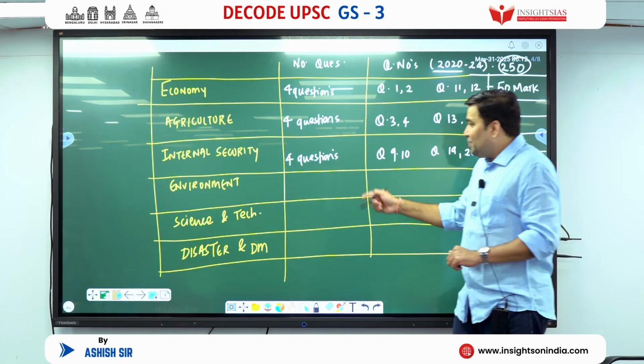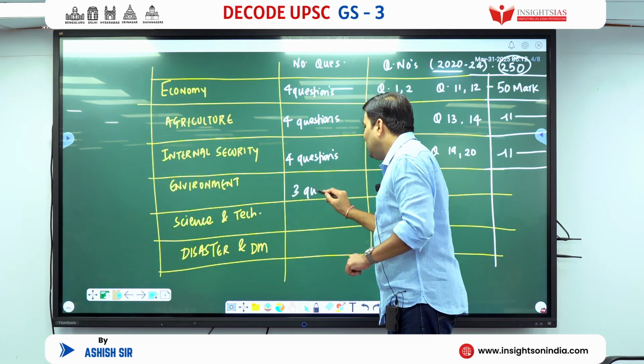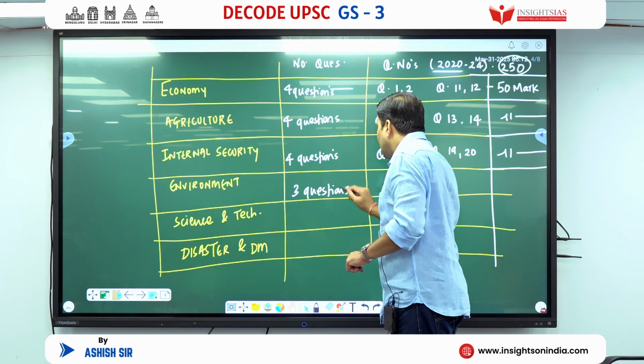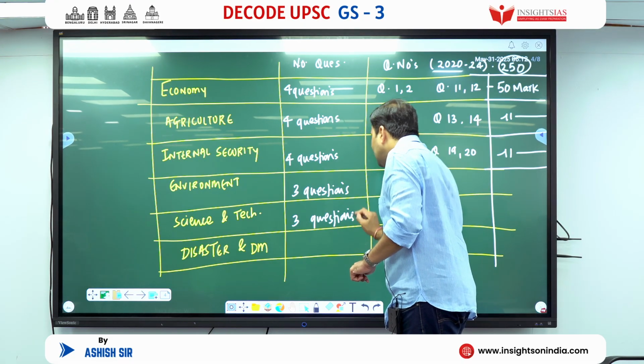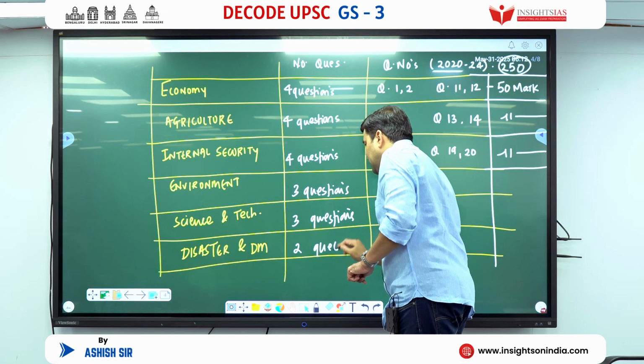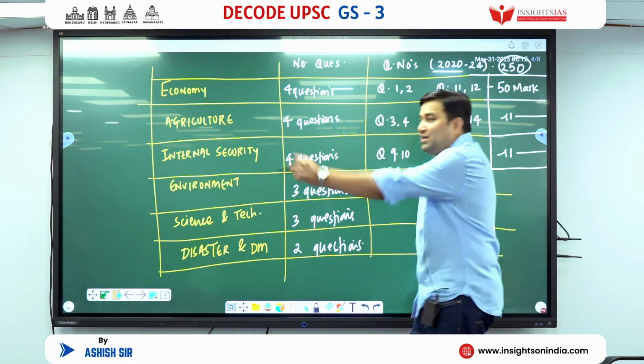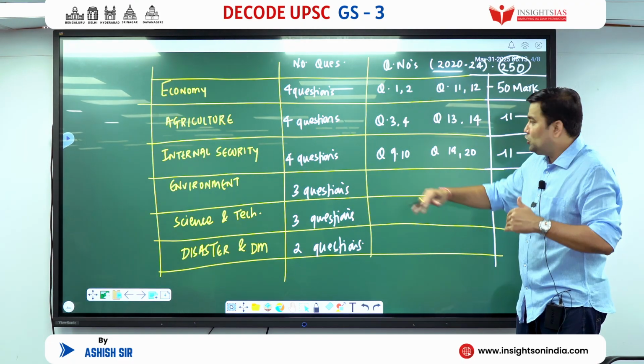Getting the point? Environment, each year you get 3 questions compulsorily. Then science and tech, 3 questions compulsorily. And the rest of the 2 questions, the easiest of all, are none other than disaster management, which can vary. Question number 5, 6, 7.